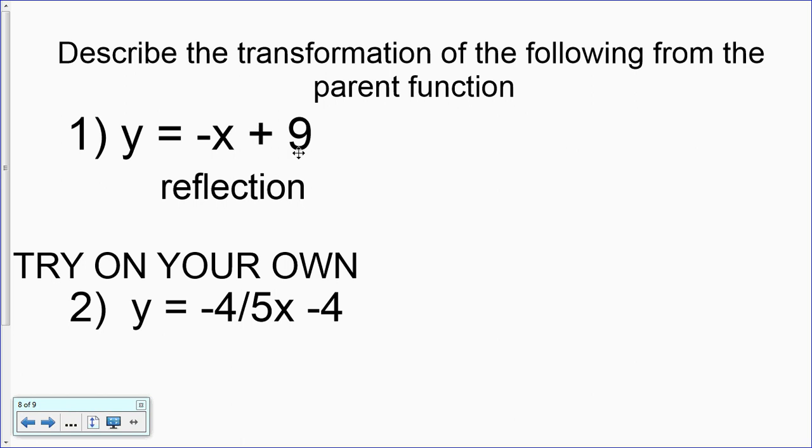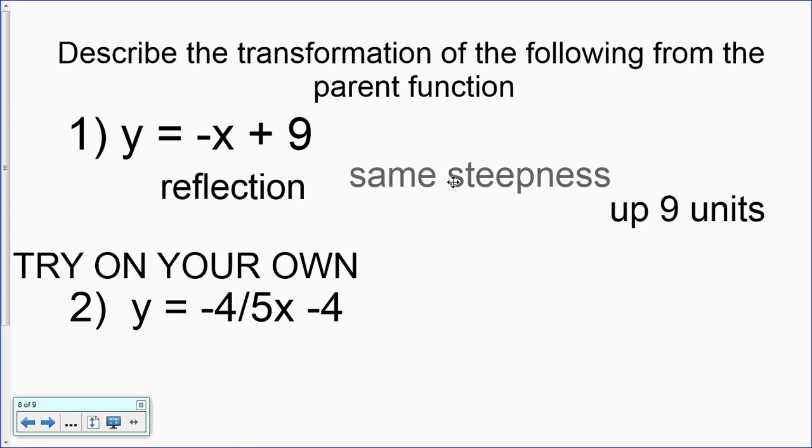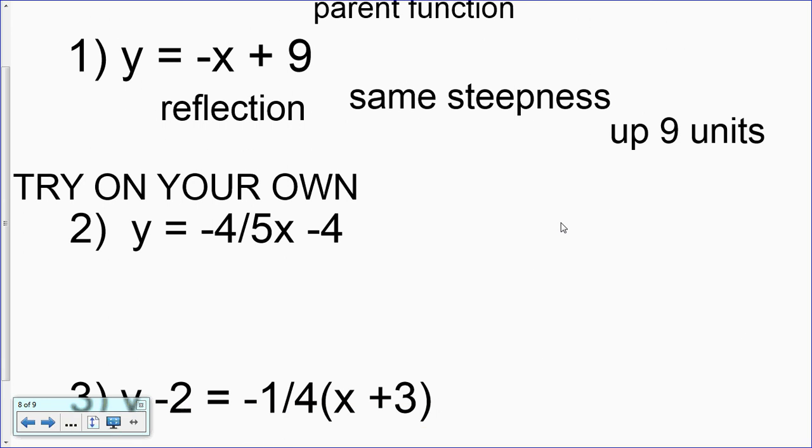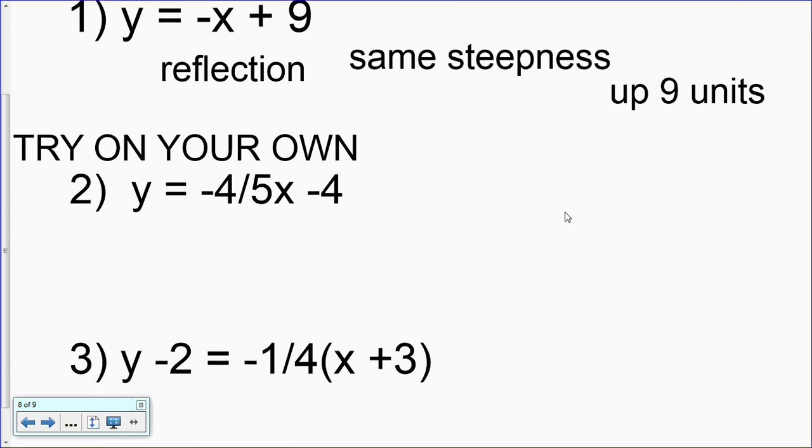Okay? It's plus 9, so that means it went up 9 units. And it's got a 1 for the absolute value of the slope, which is the same as the parent function, so it's the same steepness as the parent function. So you should have 3 things to classify or describe your transformation. Reflection, yes or no. Did it go up or down, and how many units? And if it didn't, just say no translation. And steepness, is it the same? Is it steeper? Is it less steep? Okay, so you're going to try these 2 on your own. When you come back, I'll have answers for you.